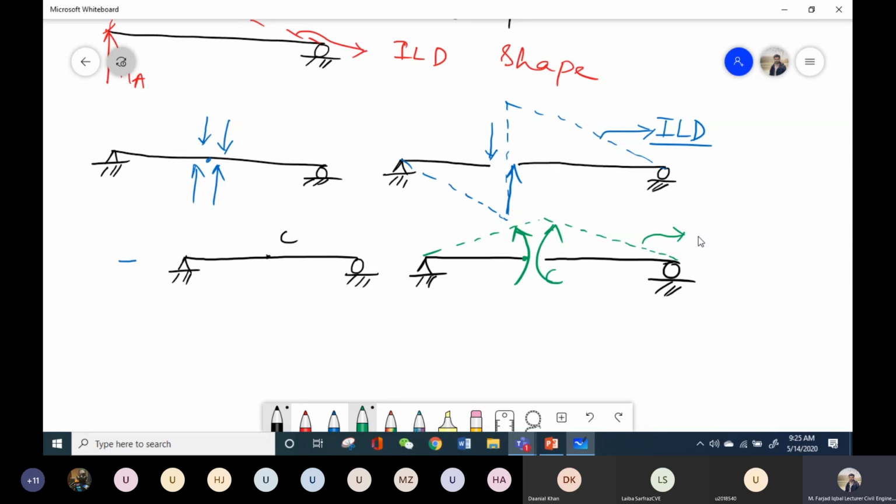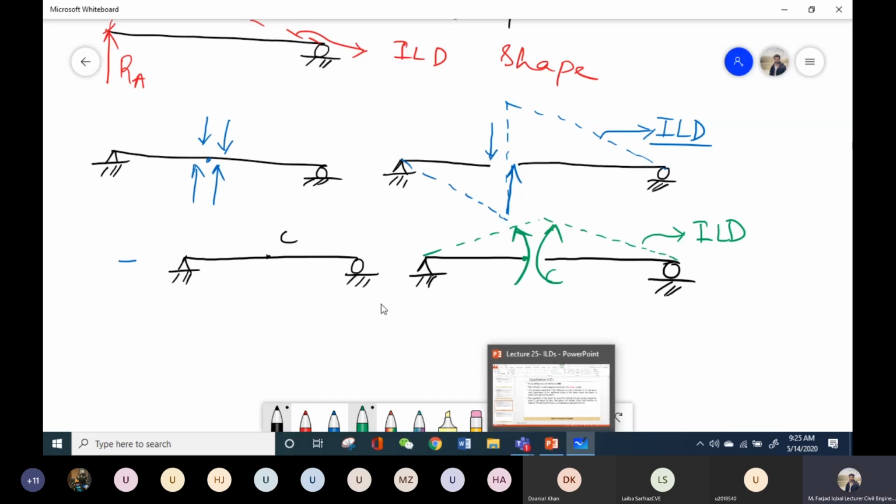I have shown you in the slide also. This was the shape of our ILD by using the tabulation method or the method of equation. So this is what the concept of ILD by using the Muller principle means.